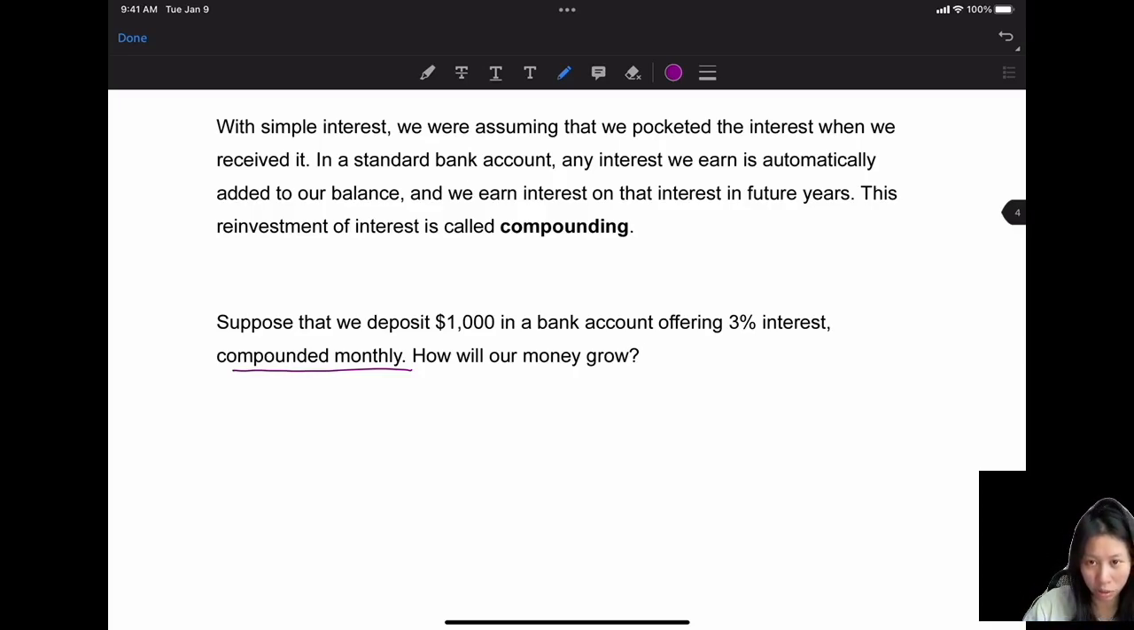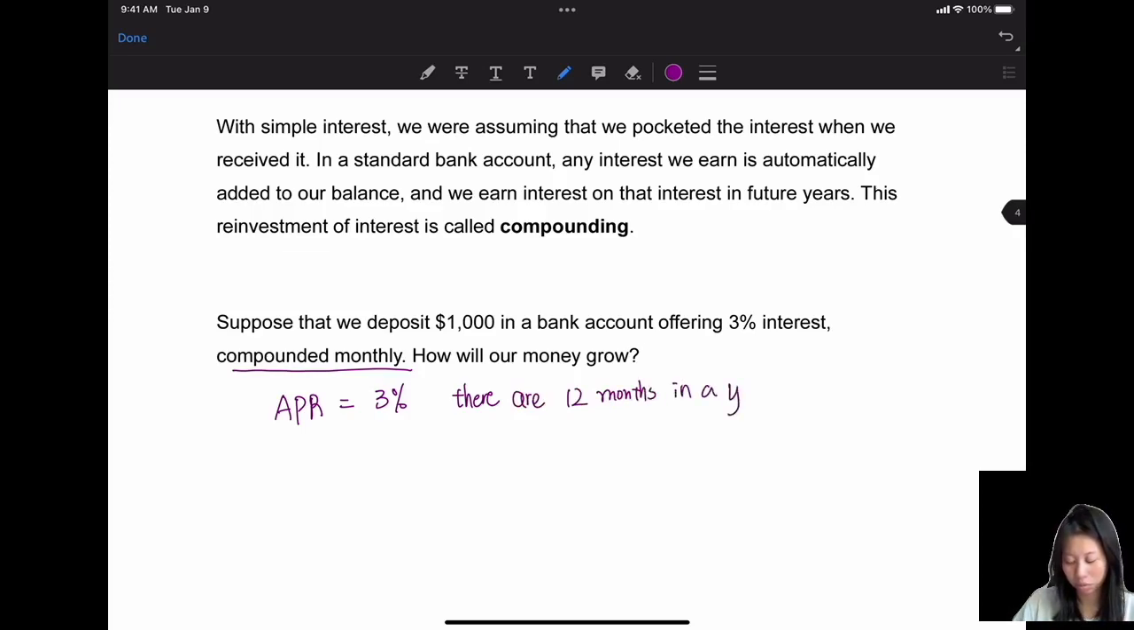What will be the interest rate? We know that the APR, from what we learned in the previous video, is 3%. Since you compound monthly, there are 12 months in a year. So what interest payment are you going to receive each time? You use 3% divided by 12. Let me use my calculator for that. You will receive 0.25% per payment.